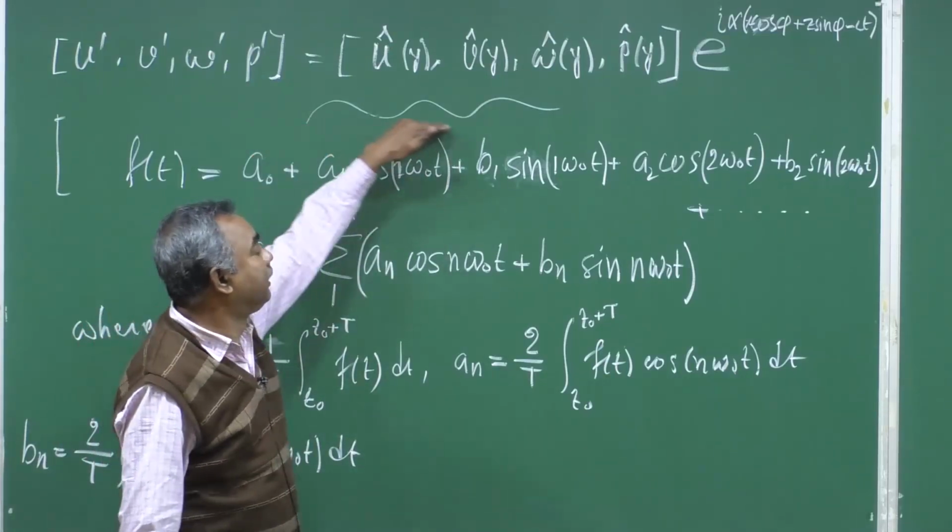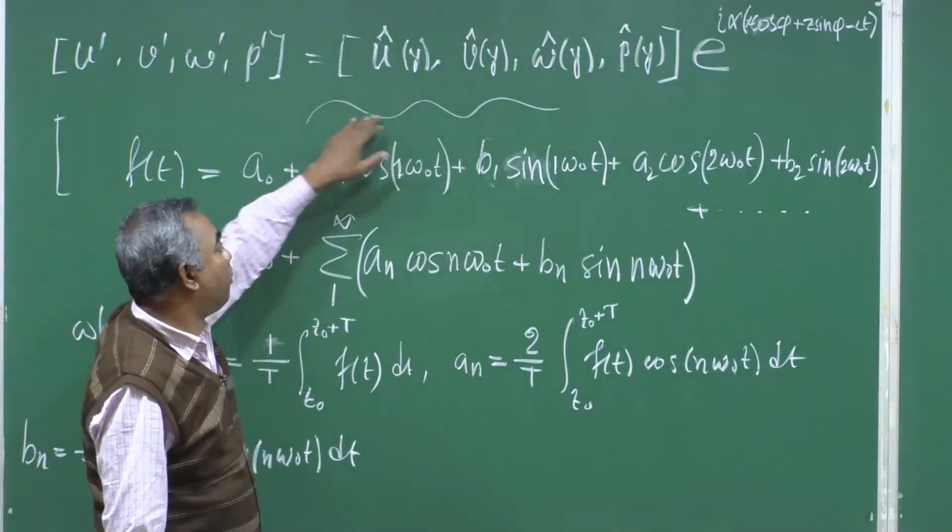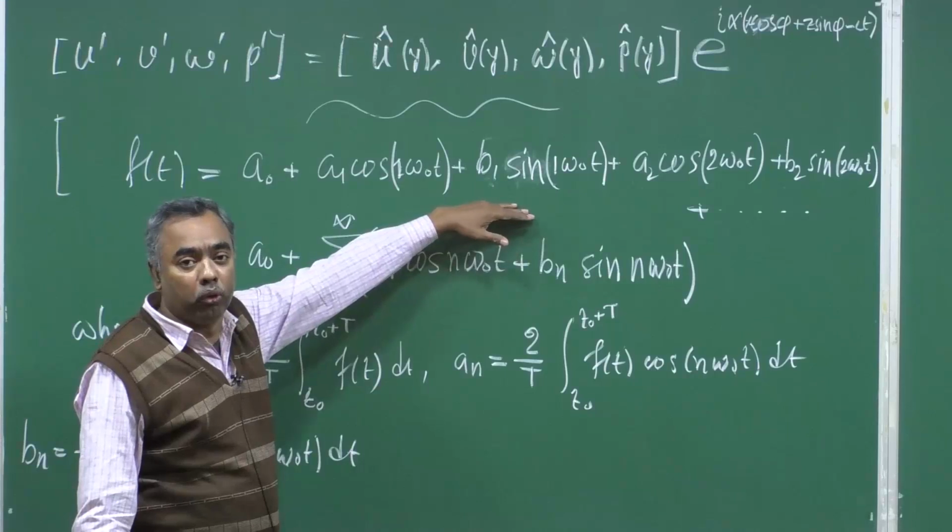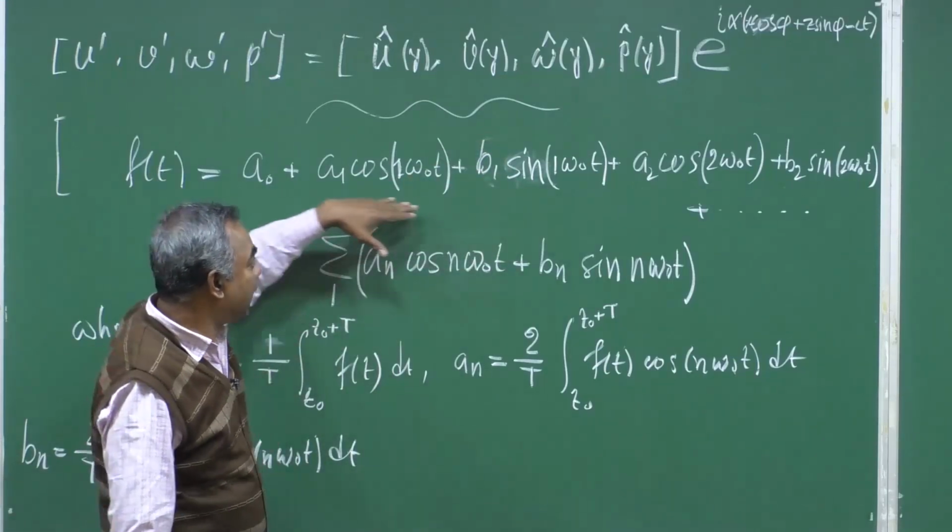Now, any disturbance component, let us say, can be composed of some sort of wave like this or some sinusoid like this.